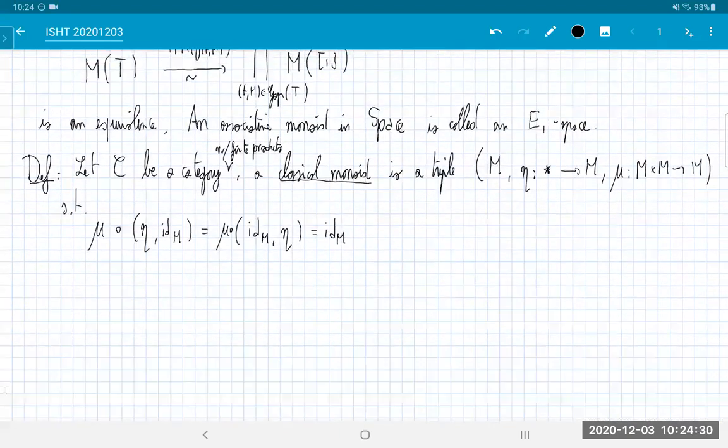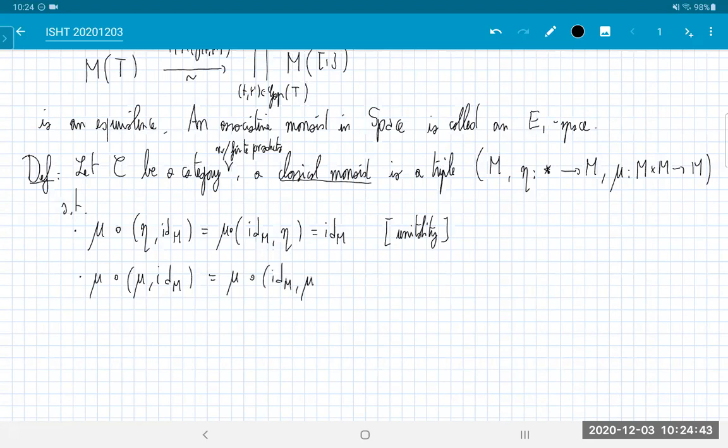So let me write it. And mu composed with mu, identity. And that's associativity.